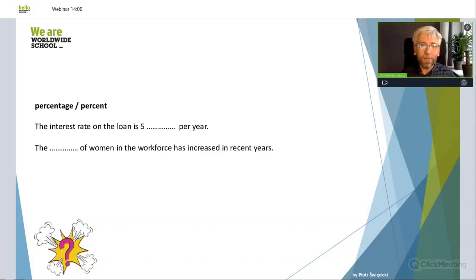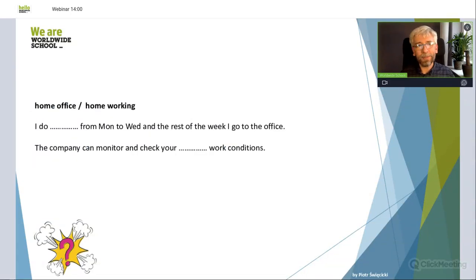We're almost done. The interest rate on the loan is 5% per year? No. 5% per year. The percentage of women in the workforce has increased in recent years. So I guess the last one, think about this, okay?